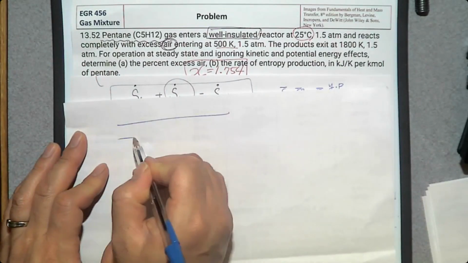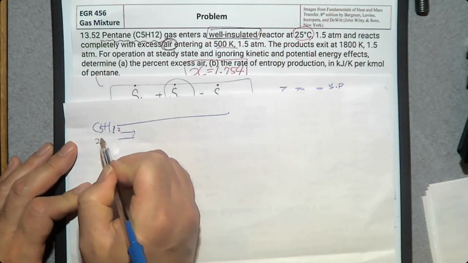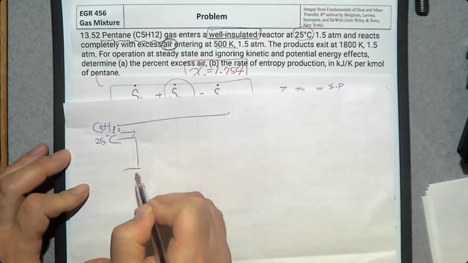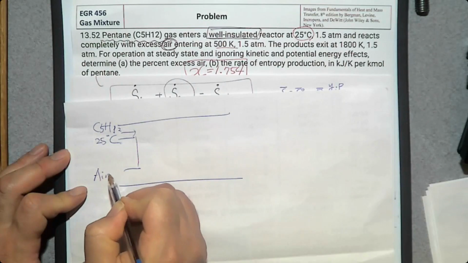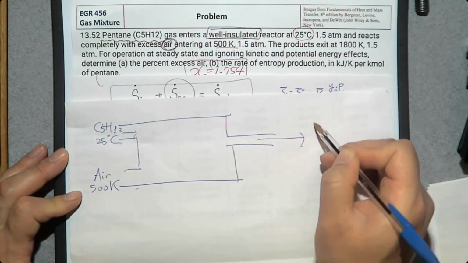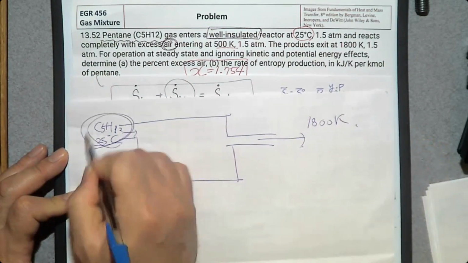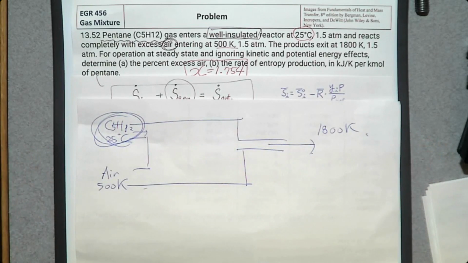So we have one inlet where pentane goes in, and this one is 25 degrees Celsius. We have another inlet where air goes in, 500 Kelvin, and we have one exit, everything comes out, which is 1800 Kelvin. So what are the components in this inlet? How many components in this inlet?